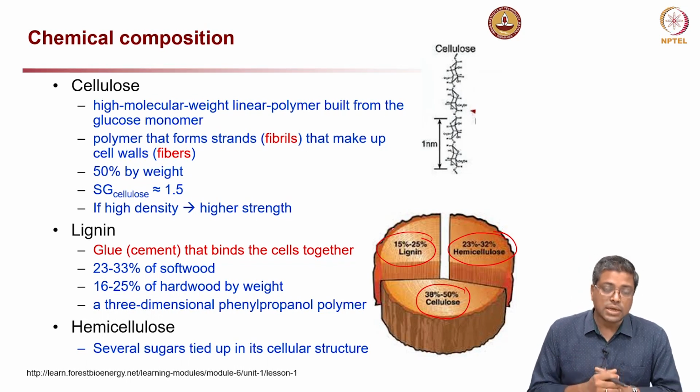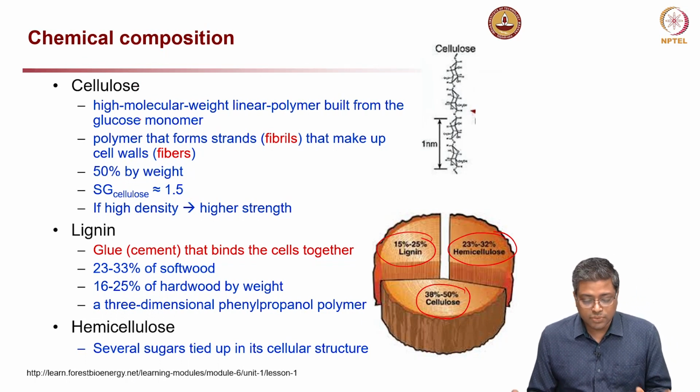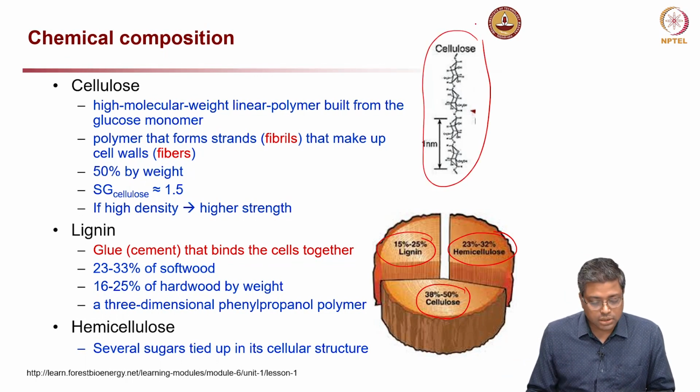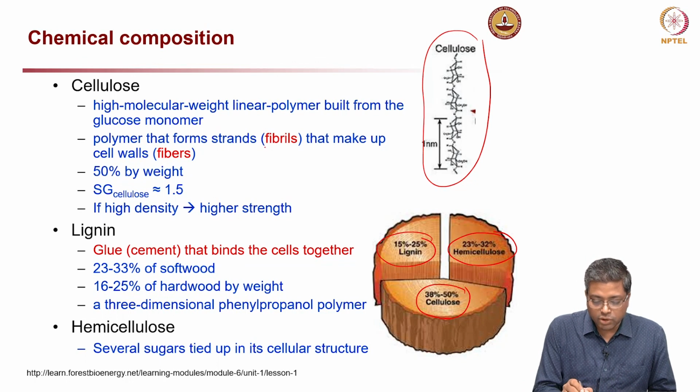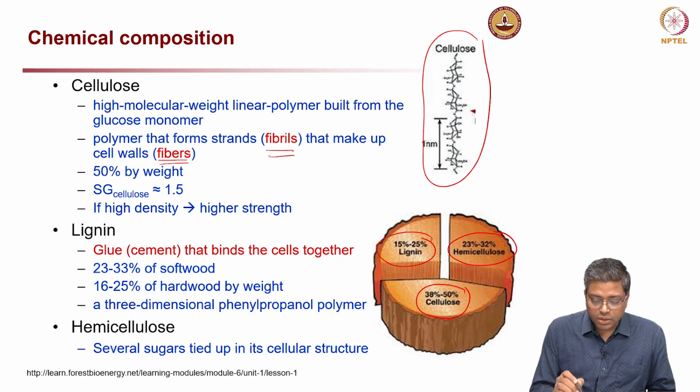Now, what are these three things? Cellulose, what is it? It is a high molecular weight linear polymer built from glucose monomer. That is in general the description of what cellulose is. You can see a polymer structure here, and then polymer that forms strands, fibrils that make up cell walls, fibers. These two things I will talk about in the next slide. These fibrils and fibers you will see in the next slide. The same image I will show again.